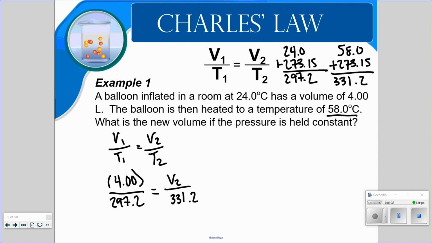Now I'm going to cross multiply and divide to solve for V2, and I got V2 to be equal to 4.46 liters, and that is 3 significant digits.